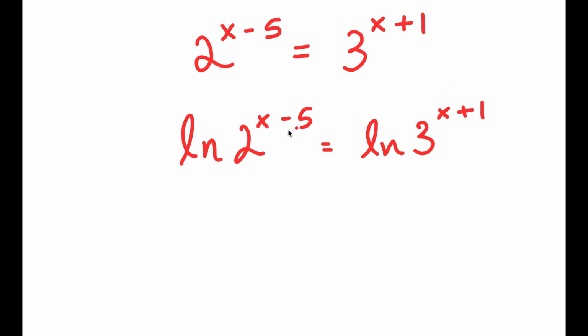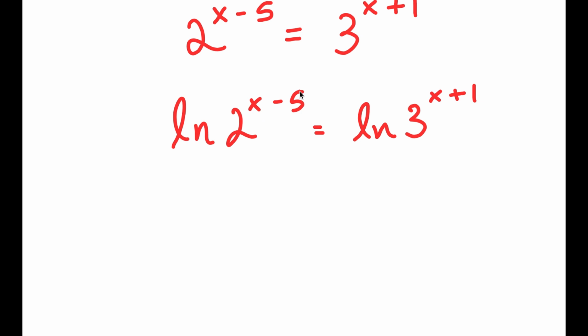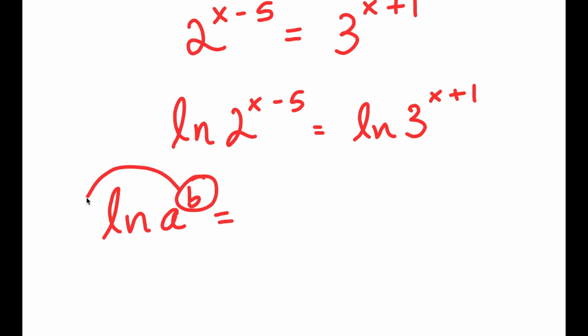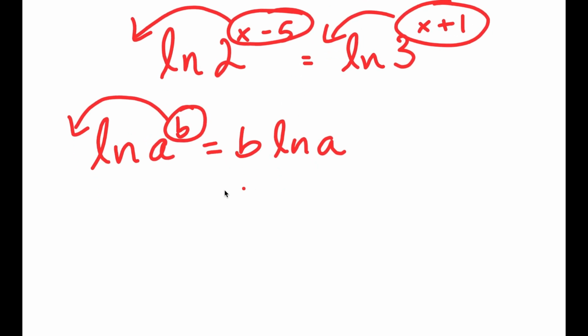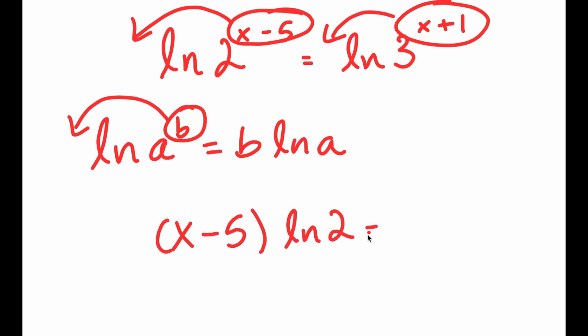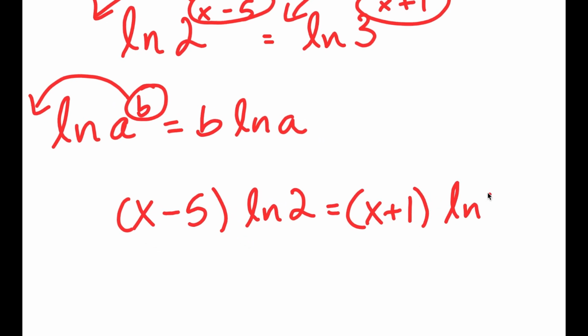And the reason I'm doing this is because logarithms come with a special property that states that if I have something in the form ln a to the power of b, I can move this exponent b to the front, so this turns into b times ln a. In this case, for ln 2 to the power of x minus 5, I can move x minus 5 to the front, and for ln 3 to the power of x plus 1, I can move x plus 1 to the front. So now I get x minus 5 times ln 2 is equal to x plus 1 times ln 3.